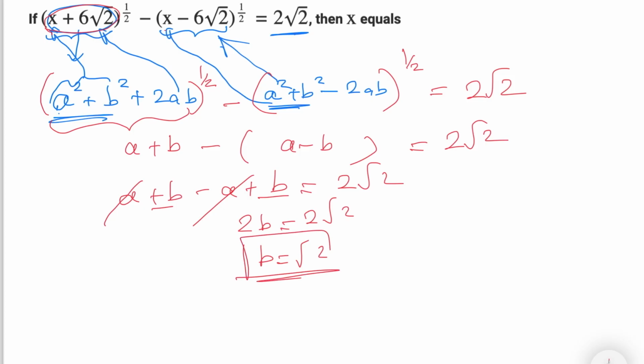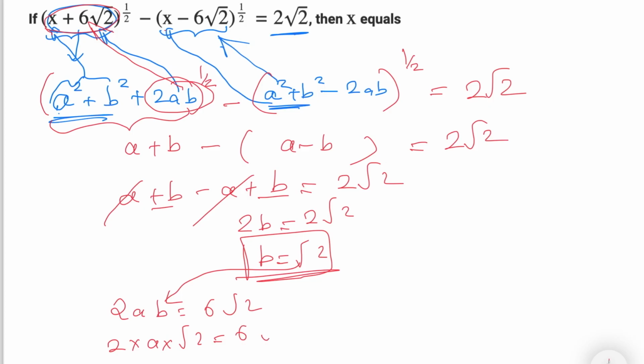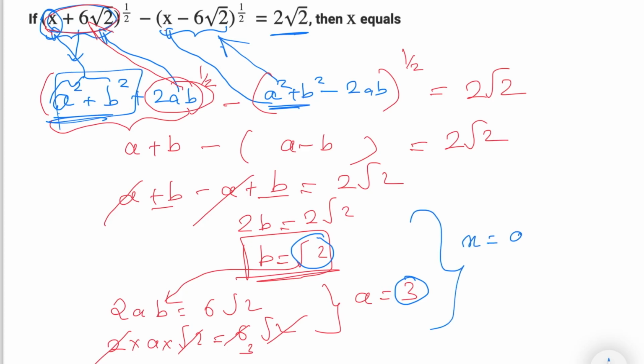We have found b as √2, and we also know that the 2ab term is nothing but 6√2. So if 2ab corresponds to 6√2, we can put b as √2 here. I'll get 2 into a into √2 is 6√2. √2 and √2 gone. 2 ones are 2, 3 twos are 6. I'll get the value of a as 3. And now we have got a as 3, b as √2. Our target is to get x, which is a square plus b square. So the value of x, which is a square plus b square we have taken, is 3 square plus √2 square, which is 9 plus 2 or 11. Okay, so our answer is 11.